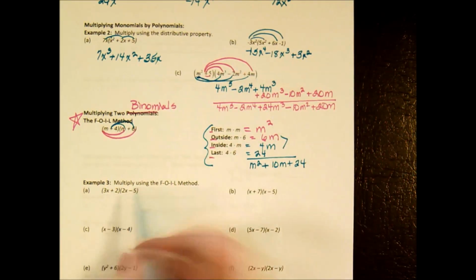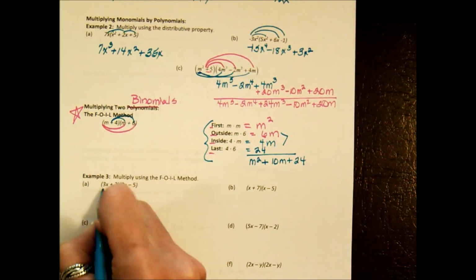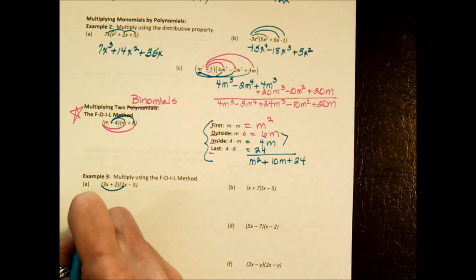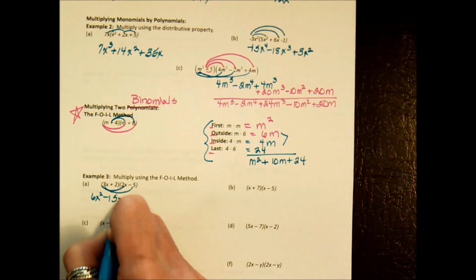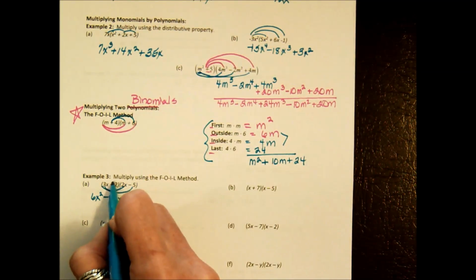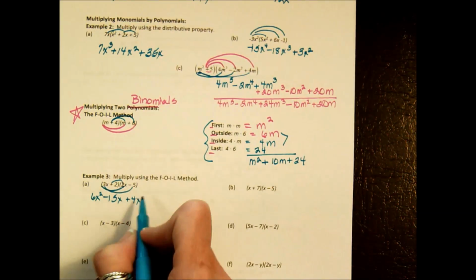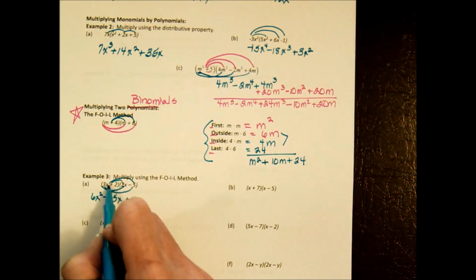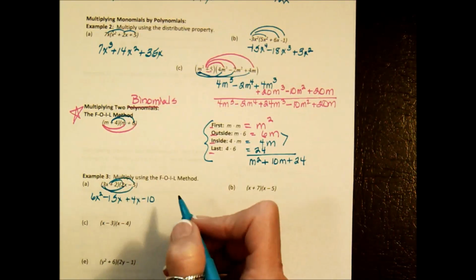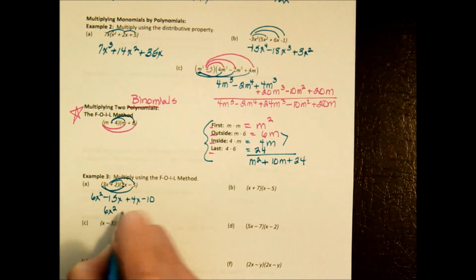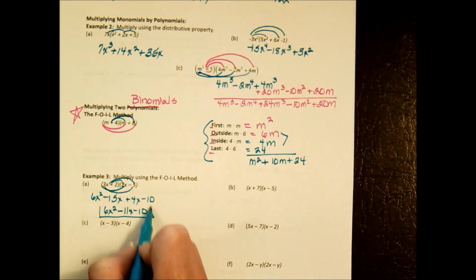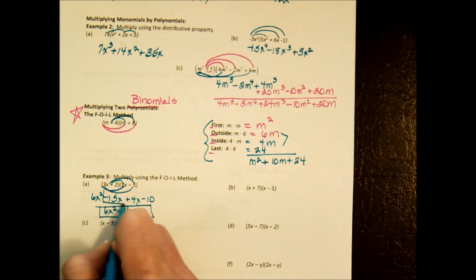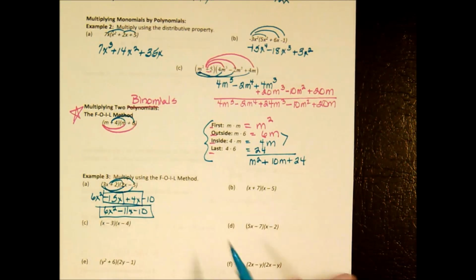Now, it's not necessary to write it like this each time. I'm going to show you down here the way you really need to write these. So we say, first, 3x times 2x, 6x squared. Outside, minus 15x. It was a 3x times a negative 5. Inside, positive 4x. Remember, you're multiplying. And last, positive 2 times negative 5 is negative 10, which gives us 6x squared minus 11x minus 10. Notice that, once again, my O term and my I term were alike. That's not always true, but it is often true.